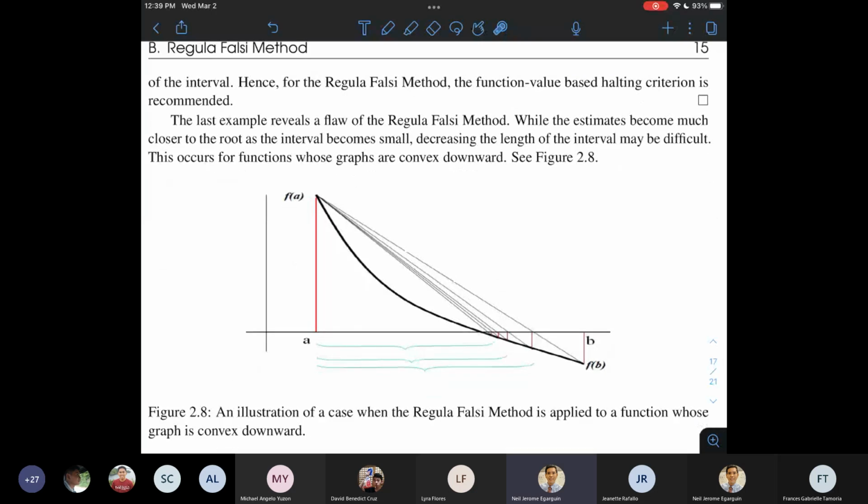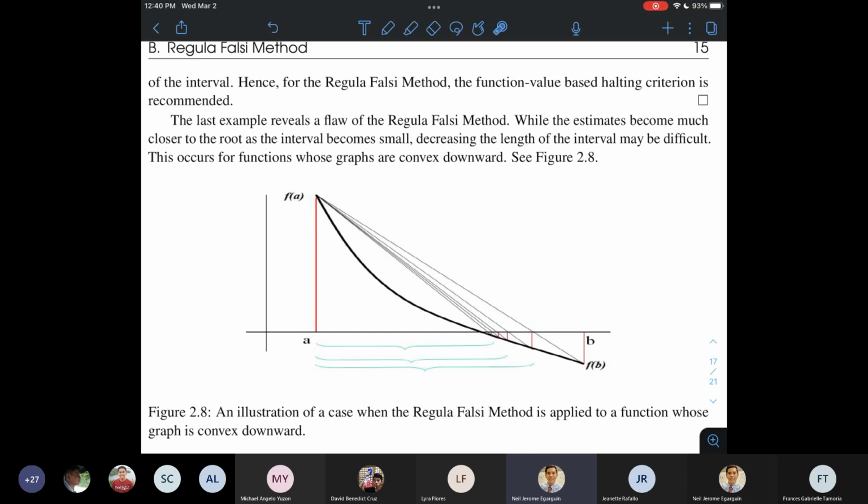Ito yung illustration kung kailan hindi ganun kaganda yung performance ng Regula Falsi. Kapag convex downward yung function, makikita nyo napakaliit ng pag-ikli nung current interval na kinoconsider. So this is our original interval. After the first iteration, ito yung haba niya. Tapos susunod, ito yung haba niya. Tapos susunod, ito yung haba ng interval. So parang at every step of the way, paliit na lang ng paliit yung nababawas dun sa length ng interval. That's why even if we are getting closer and closer to the root, alright, hindi naman umiikli ng umiikli yung interval.